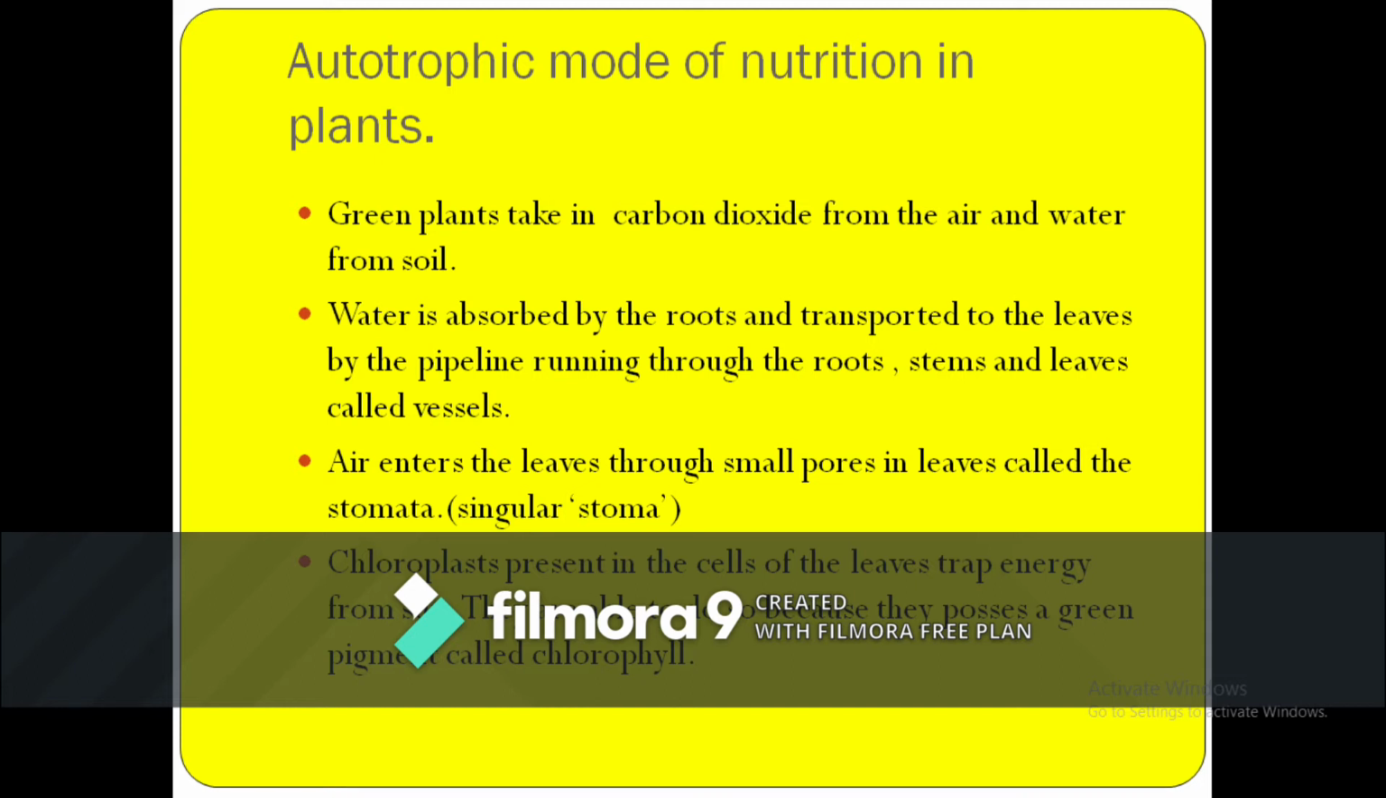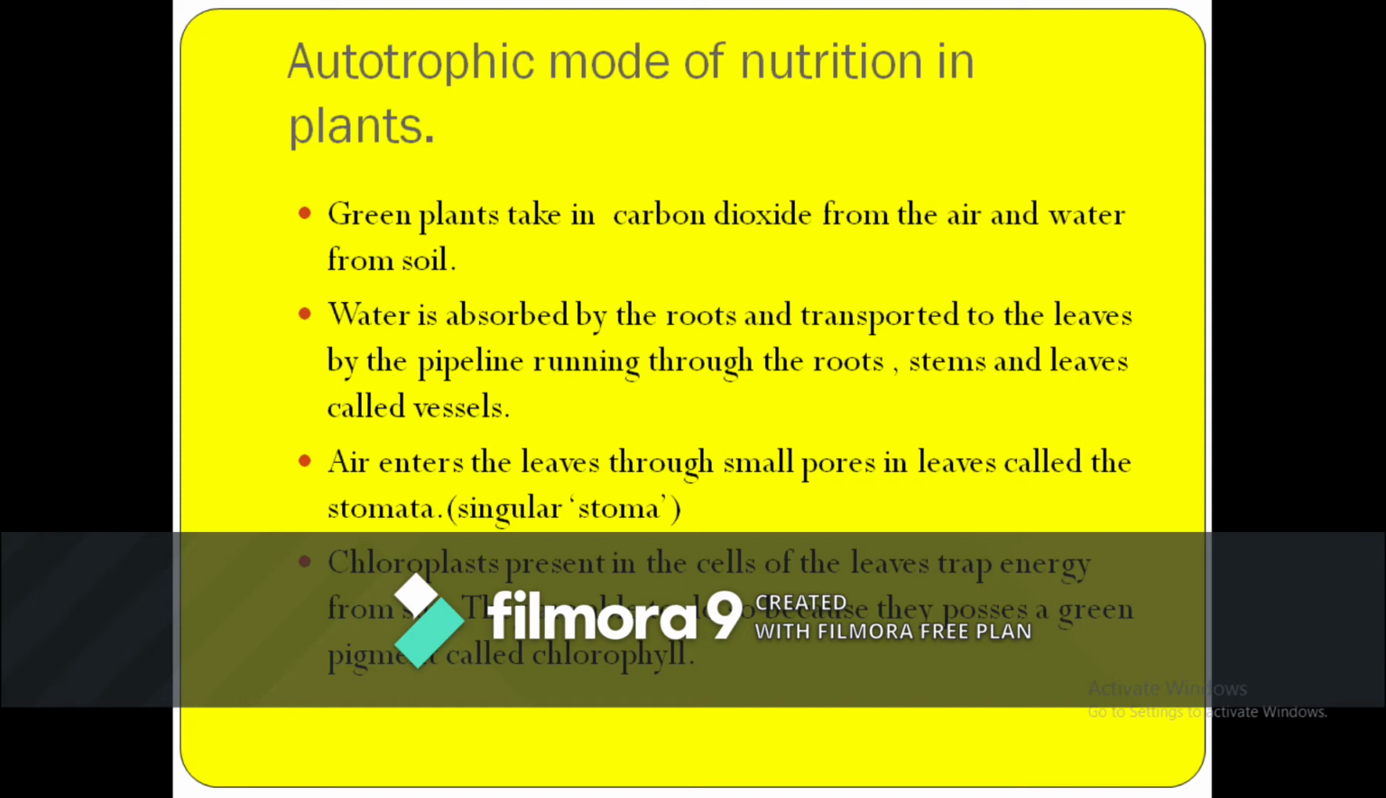These vessels go through each and every part of the green plant. From where does carbon dioxide come? There are small pores in the leaves which are known as stomata, singular stoma. It helps in the exchange of gases. So the carbon dioxide enters through the stomata. And you must be thinking, what does make the plant a green plant?